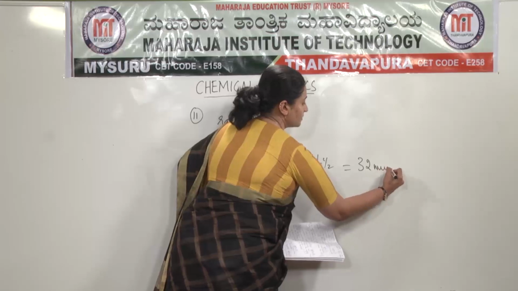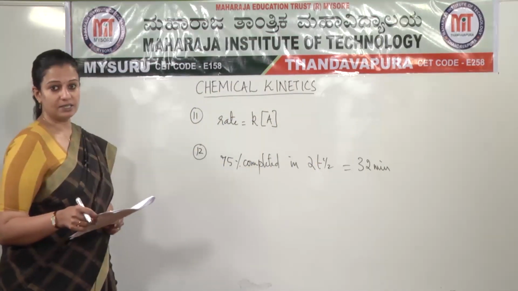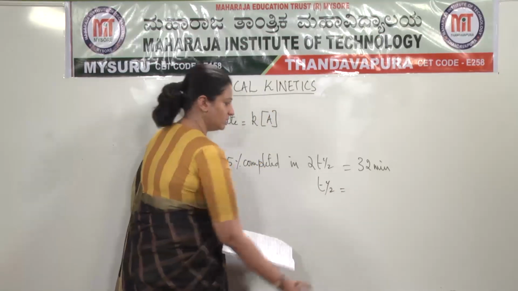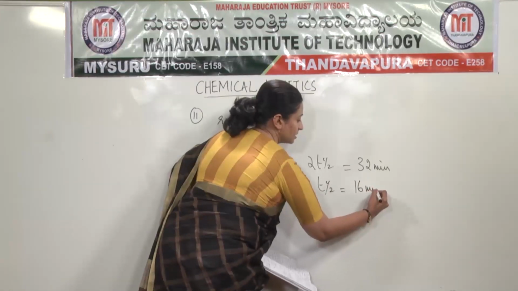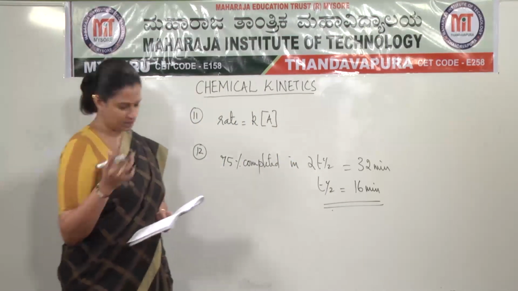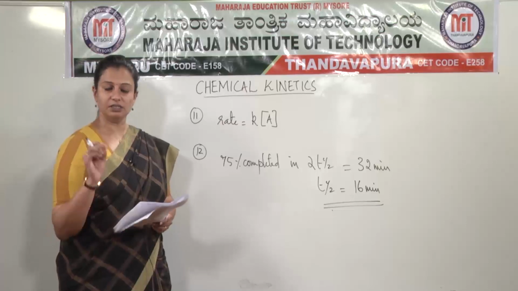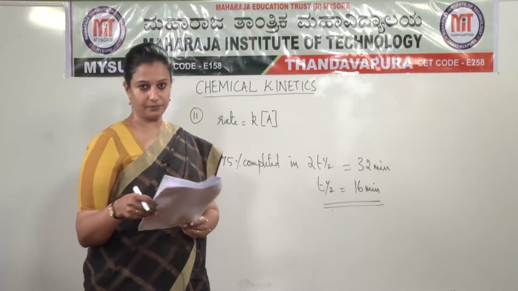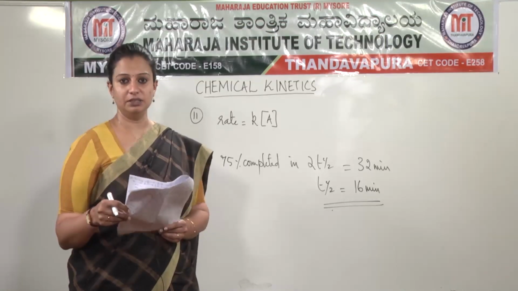So 2 T halves given in the question is 32 minutes. If 2 T halves is equal to 32 minutes, then 1 T half will be 16 minutes. So in how much time will 50% of the reaction be completed? 50% of the reaction will be completed in 16 minutes. So the answer is option C. Moving on, question number 13.